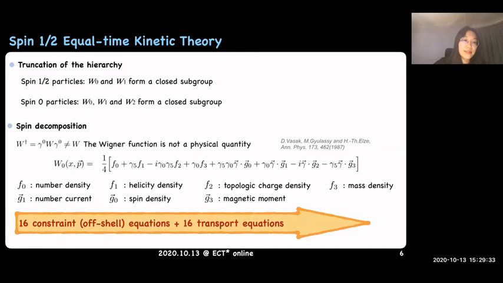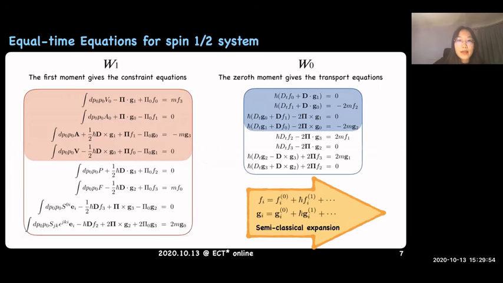For instance, the F0 and G1 are number density and current, and F1, G0 are helicity density, spin density, and so on. And also perform the spin decomposition to the kinetic equations, one would obtain the 16 constraint equations and 16 transport equations. So for a spin 1/2 system, the zeroth moment of the equal time equations would give the transport equations, and the first moment gives the constraint equations.